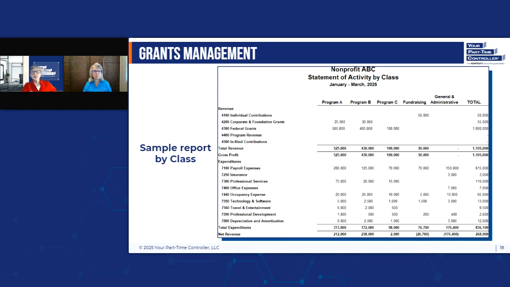Here's an example of the type of report you can run by using the class feature. Here's a P&L, or a statement of activity, by class so that you can see revenue against expense by each class, as well as each of the programs. You'll see fundraising, general administration, and the total added up on the right.